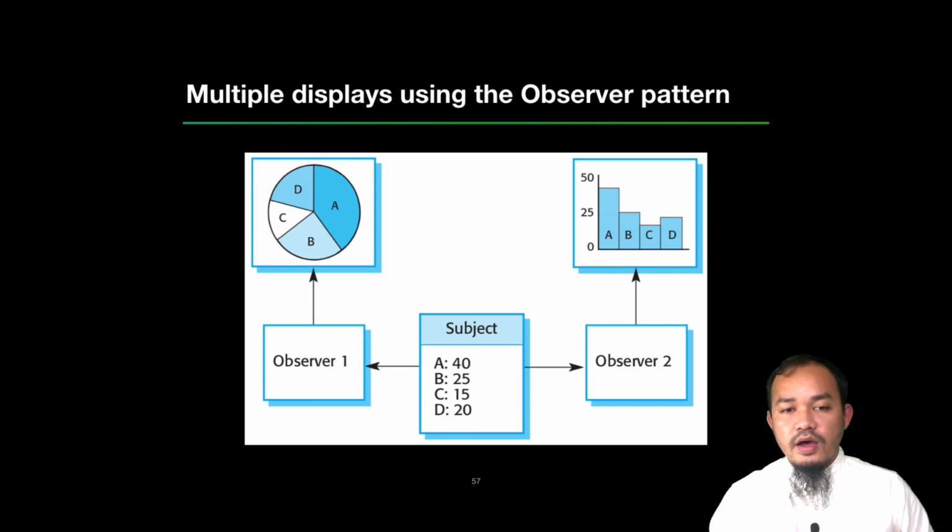For example, you have a subject with this data, right? And then observer 1, observer 2, you can take this data to display in different ways, right? Without the pattern, you would have to separate the subject. You may copy the subject into two subjects, right? And then you display them in the pie chart and bar chart, right? With duplicate data. So you can use the observer pattern, okay, to retrieve the same subject and display it with different graphical representations, as here, the pie chart and bar chart. Okay, this is the observer pattern.